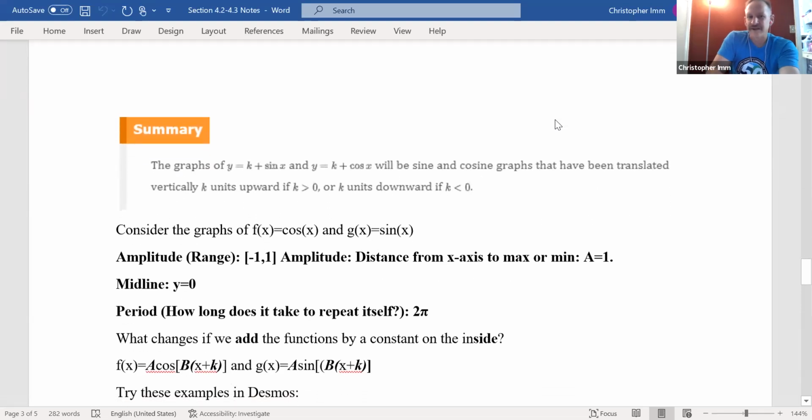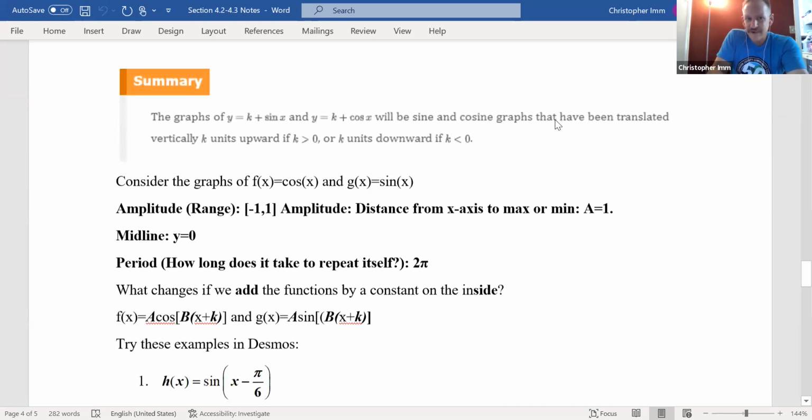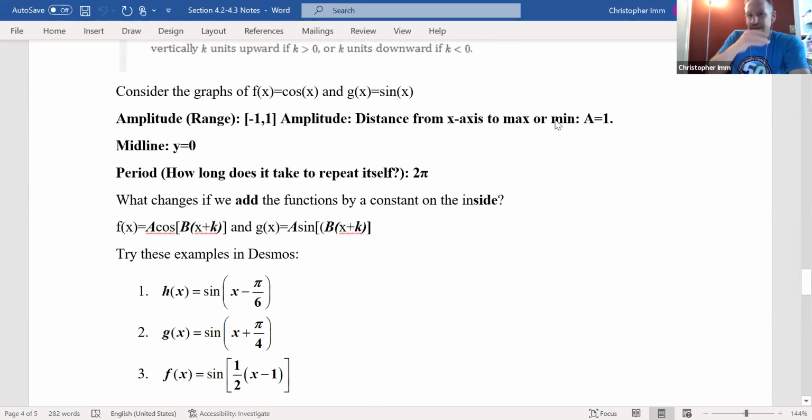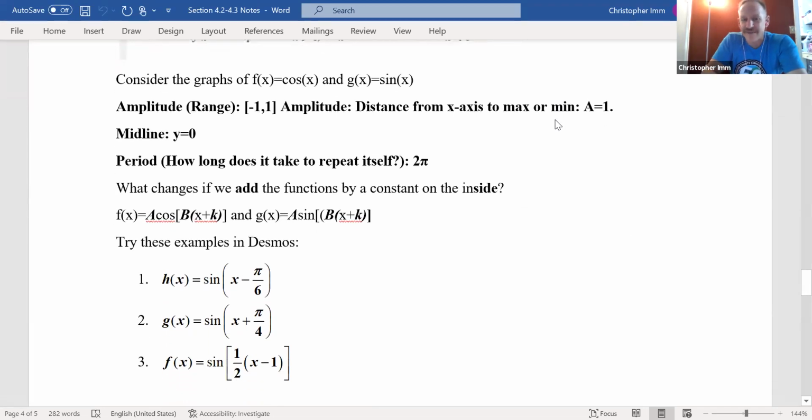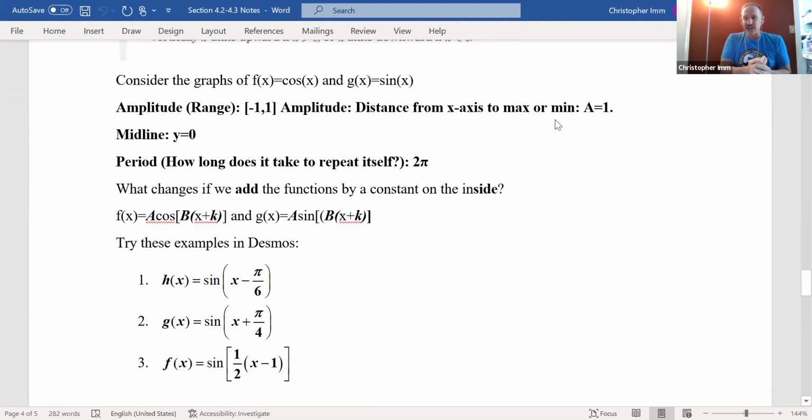So first of all, summarizing, they put the k in the textbook out in front, like k plus sine of x. That's the same as sine of x plus k. So k moves the graph up or down, and it moves that midline up or down as well. If k is positive, it moves it that many units up. If k is negative, it moves the graph that many units down. Okay. So the last thing we want to check out is what happens when we take these graphs and do an additive inside change.